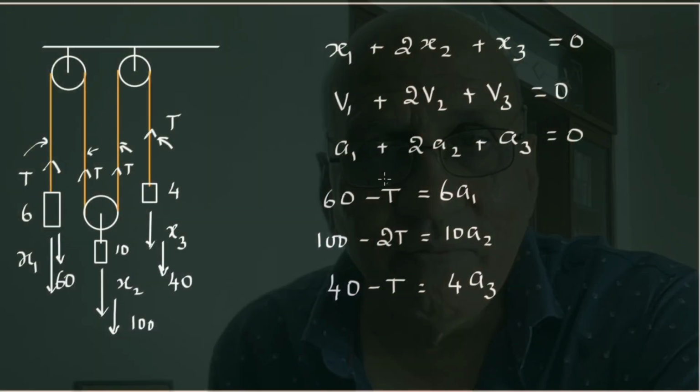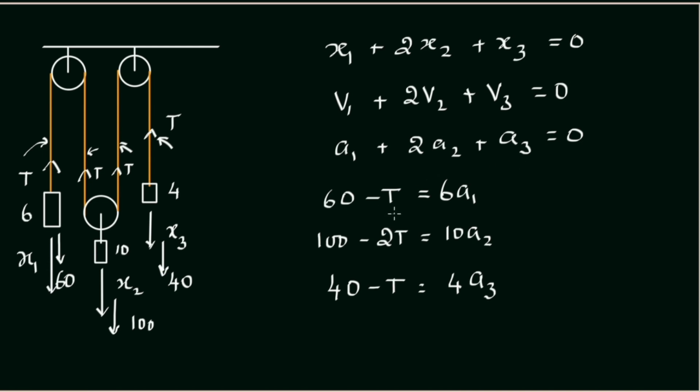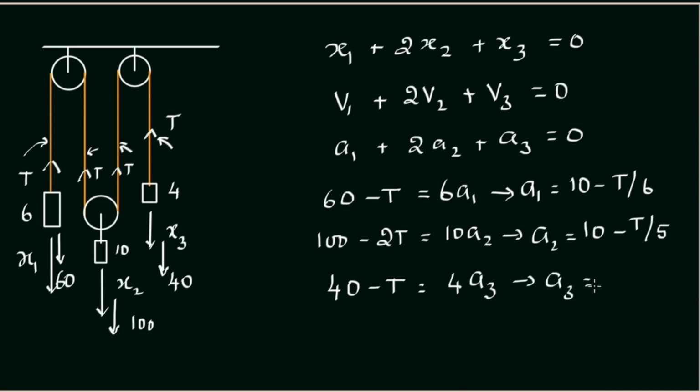So you see, we have a1, a2, a3 and T, 4 unknowns, and we have these 4 equations to solve for the 4 unknowns. And we will get the tension as well as the acceleration of each block. Let me show you how to do this very quickly. So from this equation, we have a1 is equal to (60 minus T) divided by 6. So I get 10 minus T by 6. And from this equation, I get a2 is going to be equal to (100 minus 2T) by 10. So that is 10 minus T by 5. And from this equation, I'm going to get a3 is going to be 10 minus T by 4.